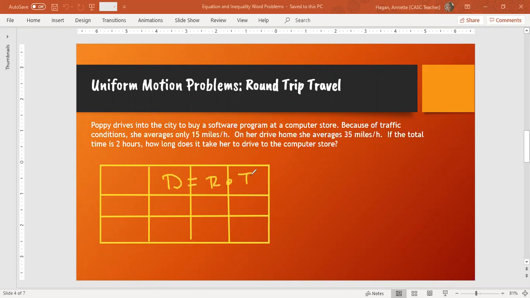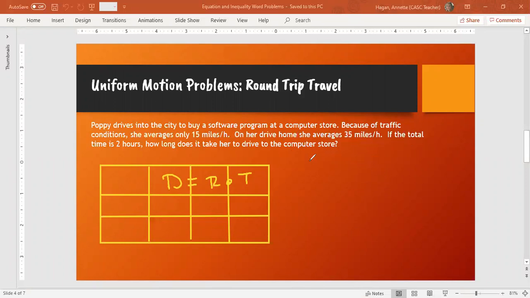Rate times time. So this one: Poppy drives into the city to buy a software program at a computer store. Because of traffic conditions, she averages only 15 miles per hour. Must be some bad traffic. On her drive home, she averages 35 miles per hour. If the total time is 2 hours, how long does it take her to drive to the computer store?